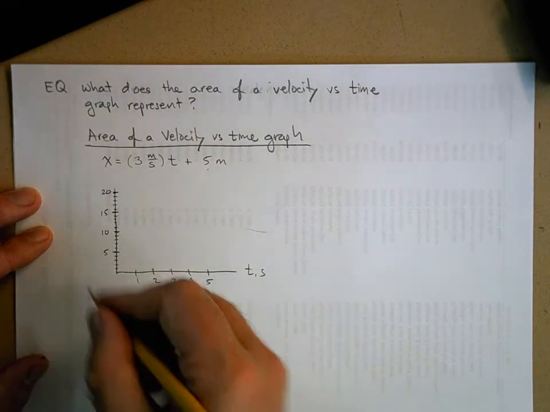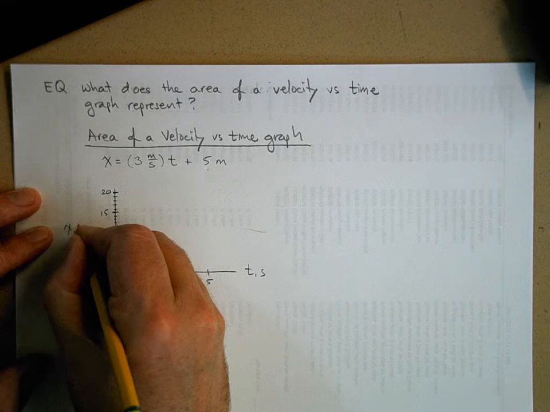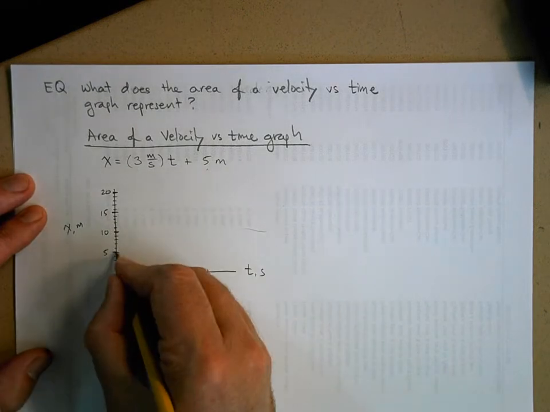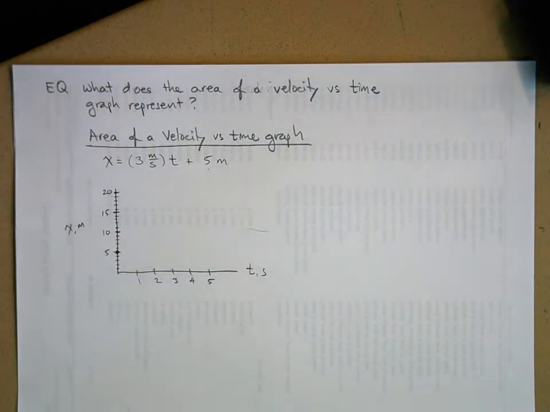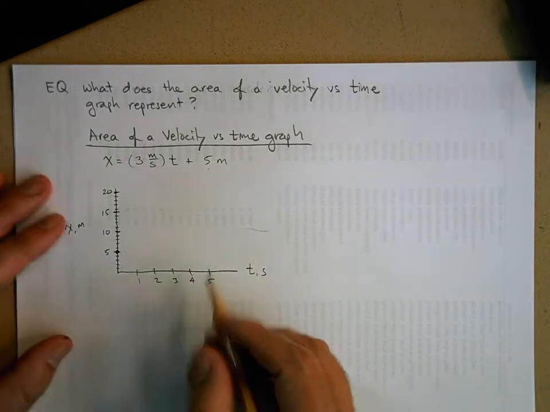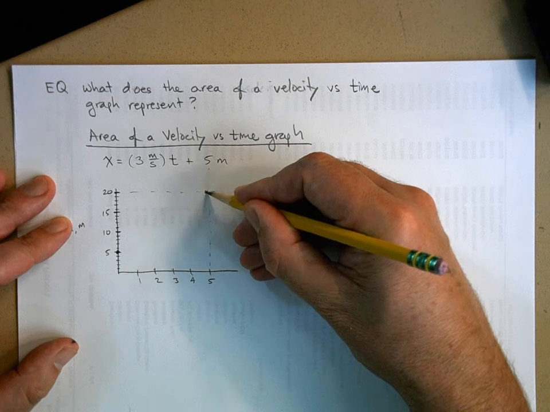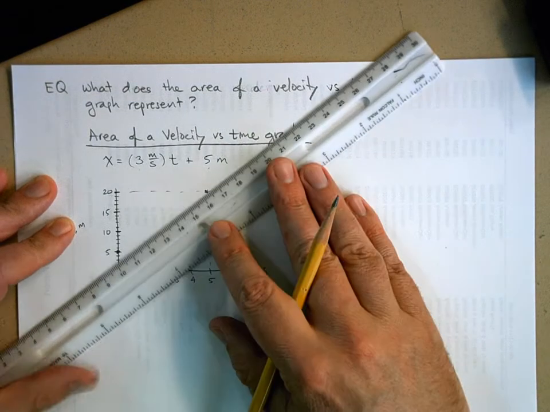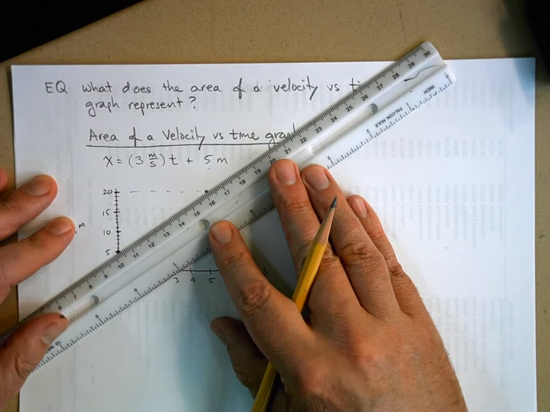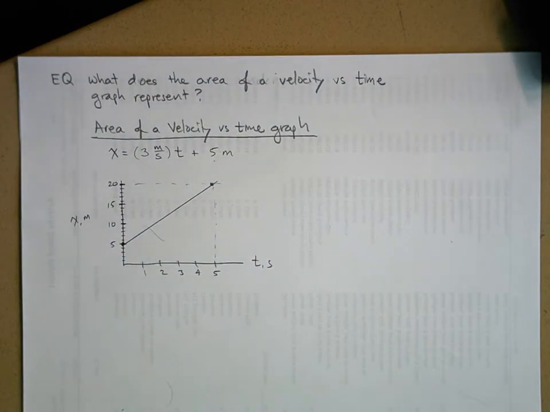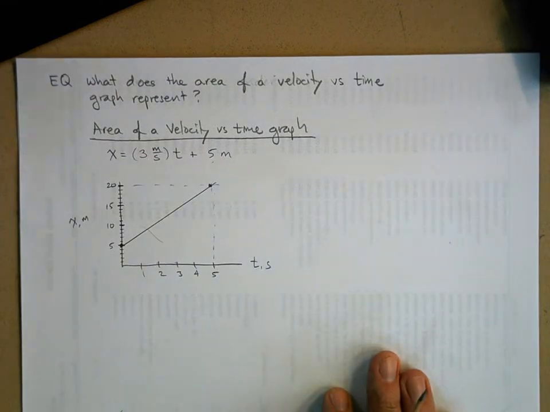And so go ahead and use your graph paper to do this. I'm just freehanding this. This is position in meters, time in seconds. So let's graph it. We're starting at 5 meters. And now I could, if I wanted, go every second, but I'm just going to graph it. So I know that at 5 seconds, I'll be at 20 meters. Connect those two. Okay.